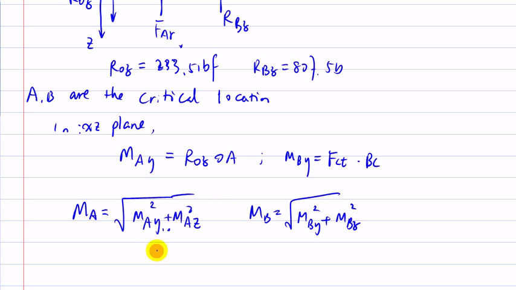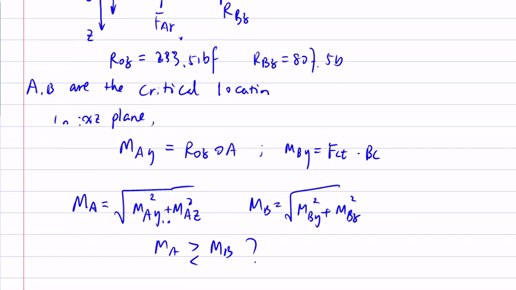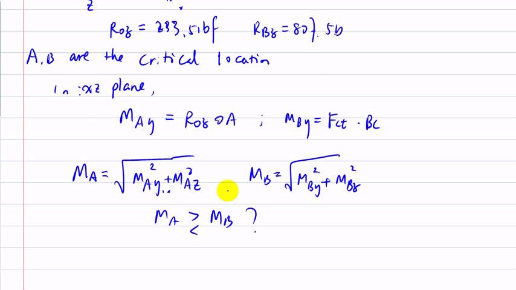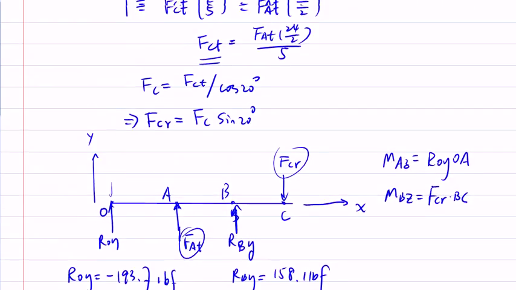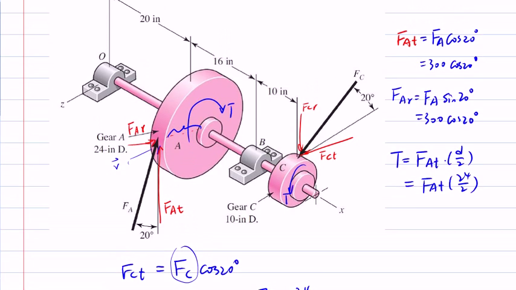You need to compare these two and see which one is bigger. You choose the bigger one as your critical location, and that's where you have your maximum bending moment. Then you analyze the shear stress tau at that location due to the torque. Then you use the stress element to calculate maximum principal stress, and things like that.